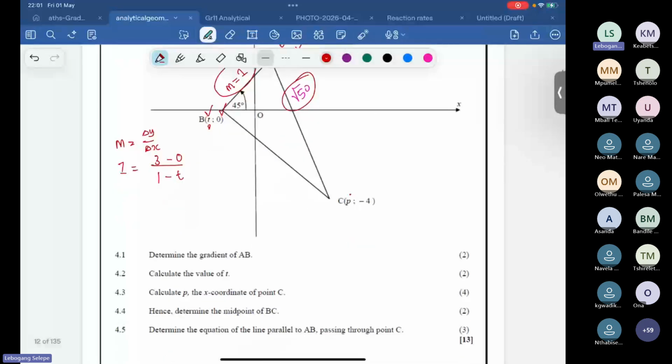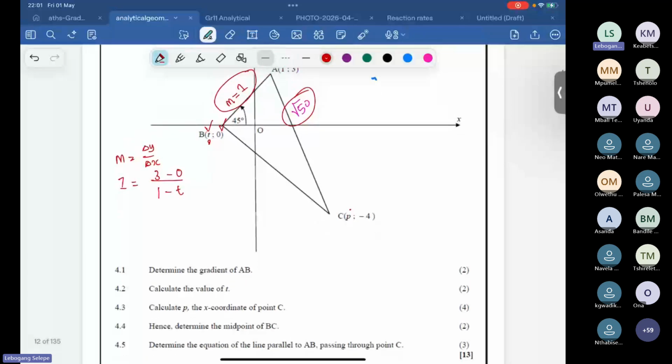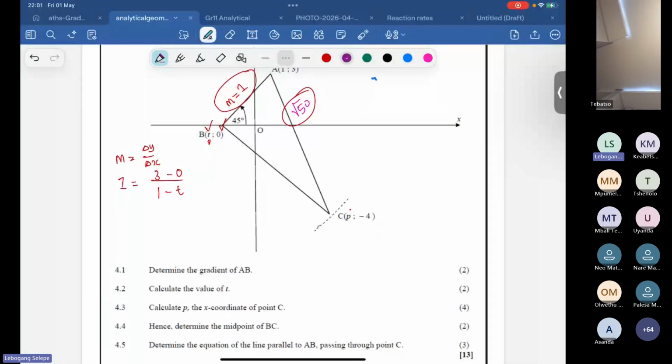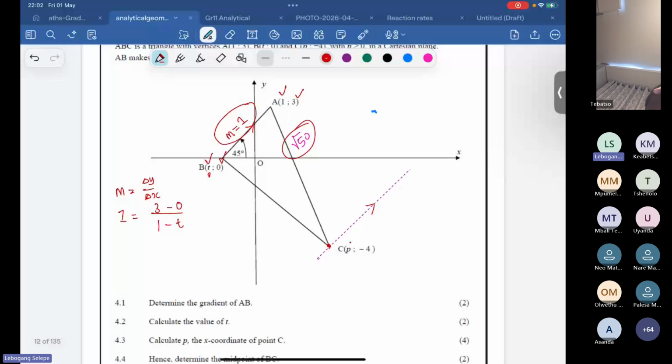Then the last question says determine the equation of the line parallel to AB passing through C. So again, construction, whether you like it or not, to make your life easier. So we have a line that is parallel to AB and this line is passing through C. So it's a line like this. It's parallel to AB. At the same time, it's passing through the point C.